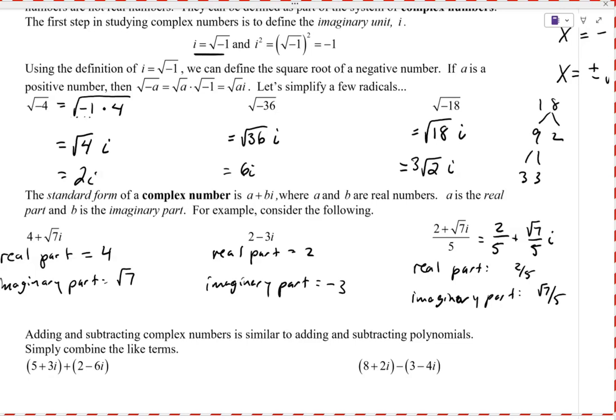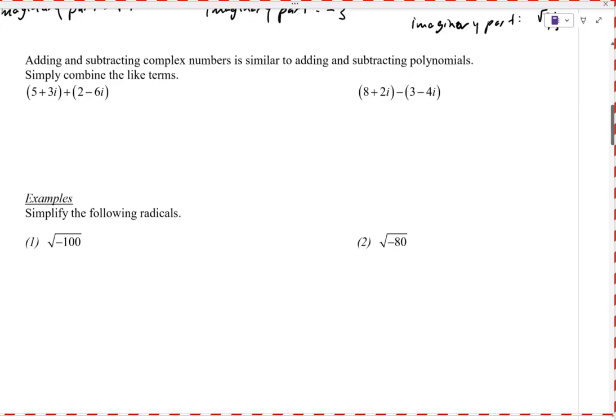All right. So the next part, what we're doing is adding and subtracting. This is stuff you've already done. You do it exactly like you do with polynomials. You combine like terms. If you treat your I like an X, it's just like what you do with polynomials. So what would you get when you take 5 plus 3i and add 2 minus 6i? Good, 7 minus 3i.